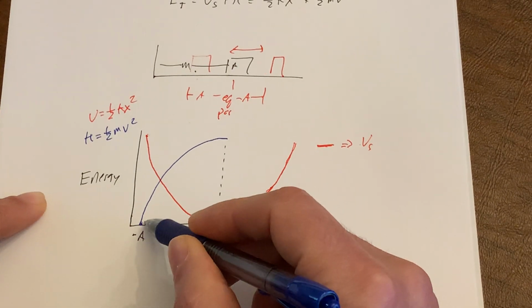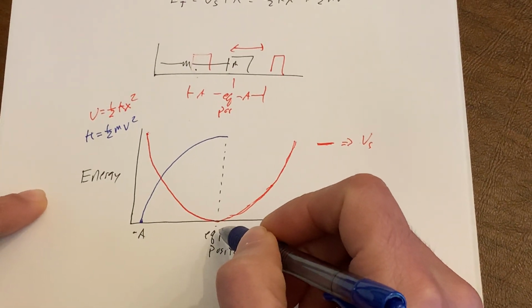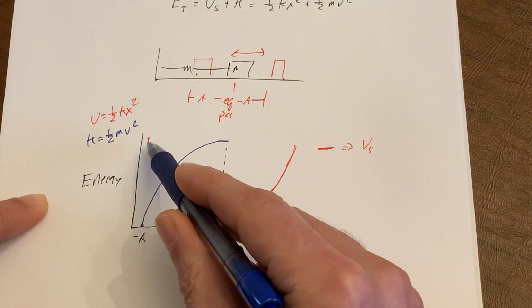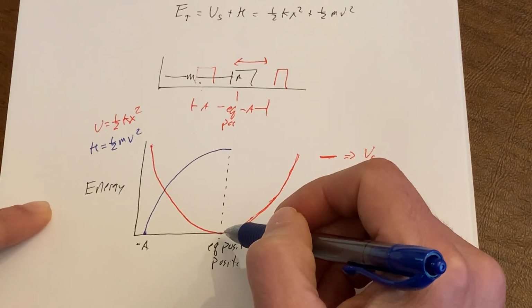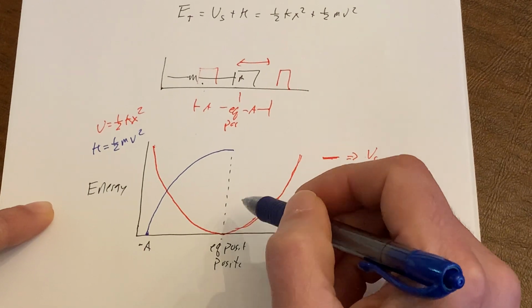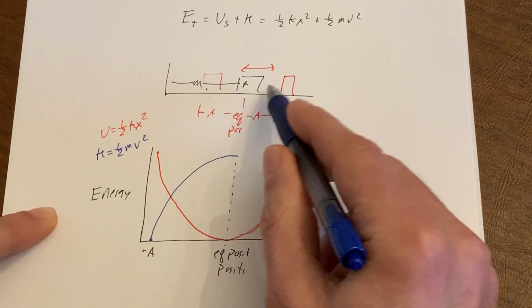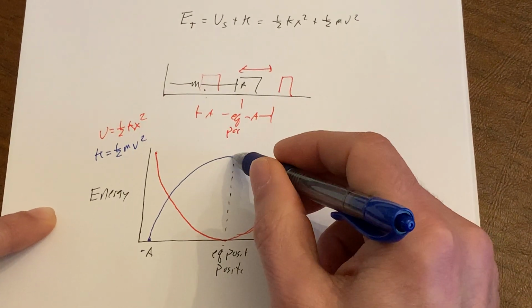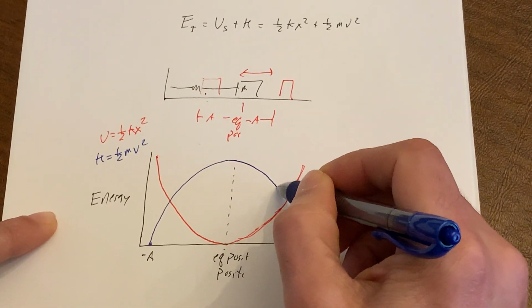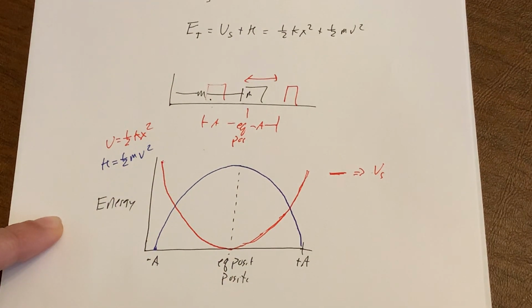Right? So as it's making its way back to the equilibrium position, it's picking up speed because the potential energy is being converted to kinetic energy. And at this equilibrium position here, I am at my maximum kinetic energy or maximum velocity. And then what's going to happen as it passes through, right, that kinetic energy is going to be converted to potential energy. And if you do this, right, that looks good right there.